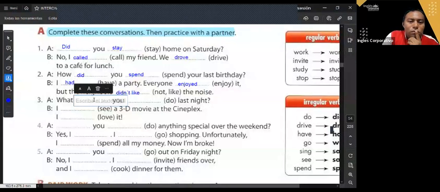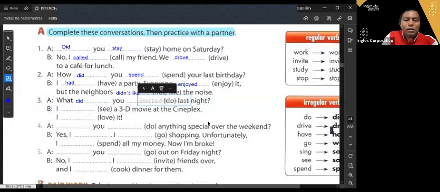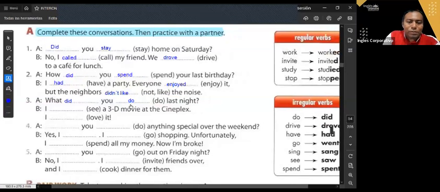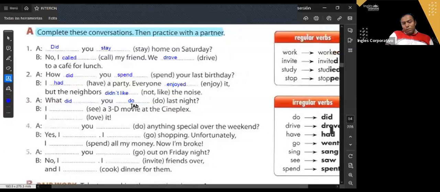So what did you do? Okay. What did you do last night? El primer did es auxiliar o es verbo? Este did. Auxiliar y luego verbo. Auxiliary. Y después va el verbo principal, right? El verbo principal vuelve a la normalidad por el did. O sea que el do y el did se pueden usar como auxiliar y como verbo, ¿verdad?